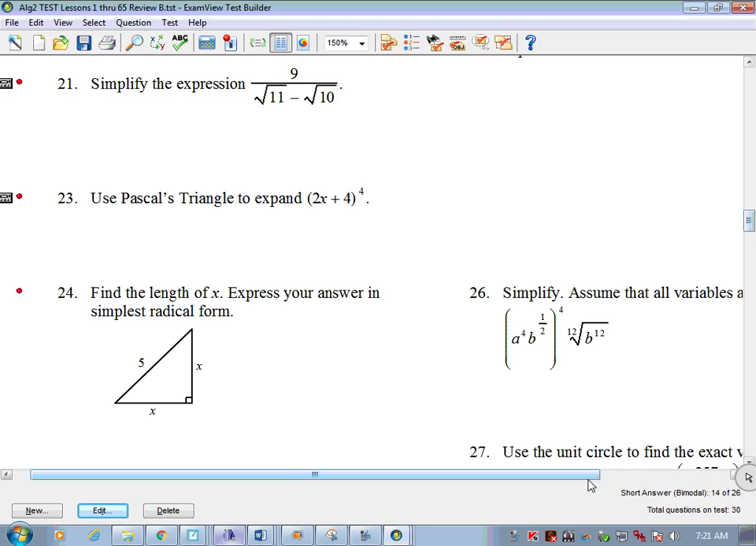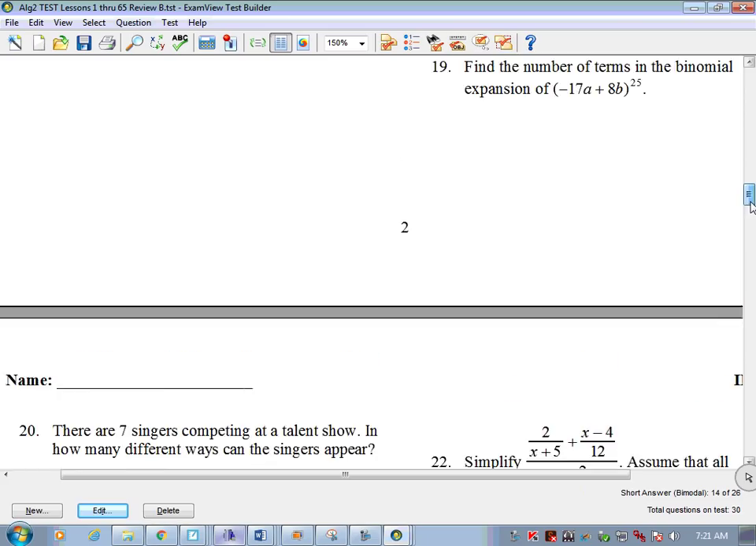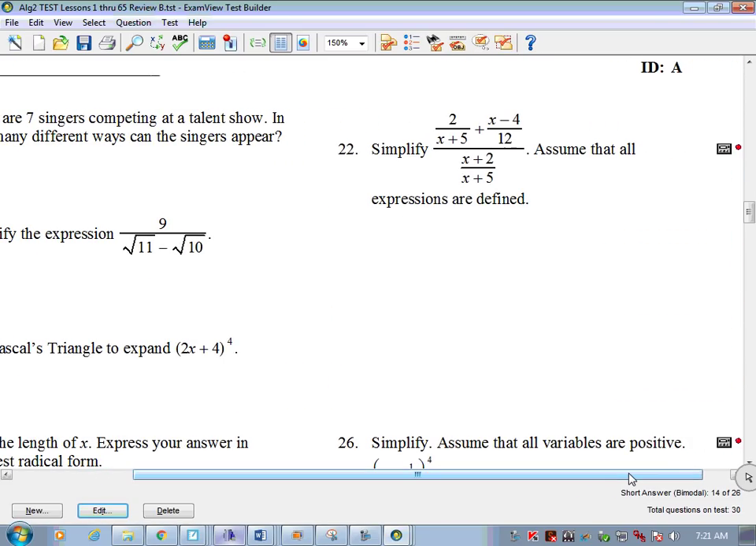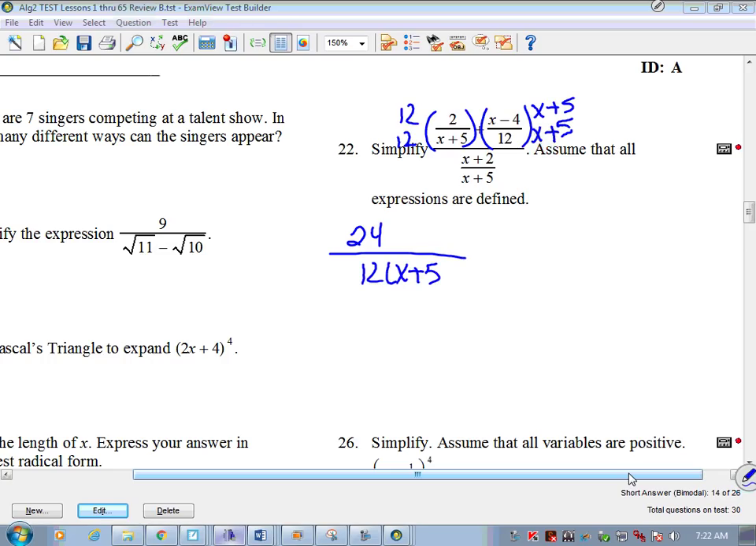Okay, let's see, looks like we need to go back up and grab 22. A lot like the one we saw before, except a little bit more complicated. x plus 5 in the denominator and 12 in the denominator. So I'm going to multiply by 12 over 12. I'm going to multiply by x plus 5 over x plus 5. Let's see, that's giving me 24. And then we could just put this 12 times x plus 5 if we wanted to. Well, we'll go ahead and distribute it. We'll call it 12x plus 60.